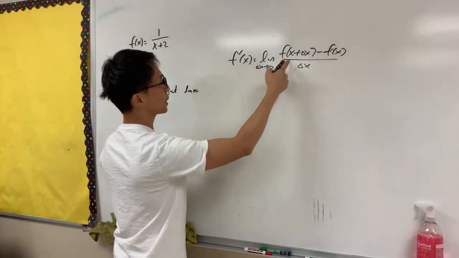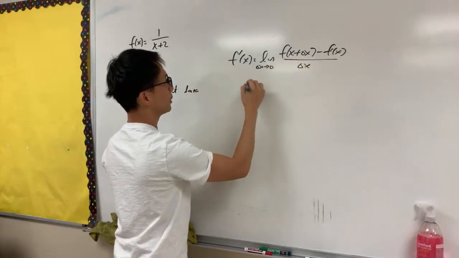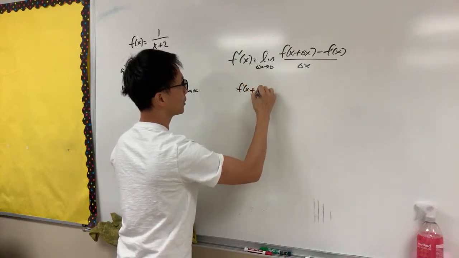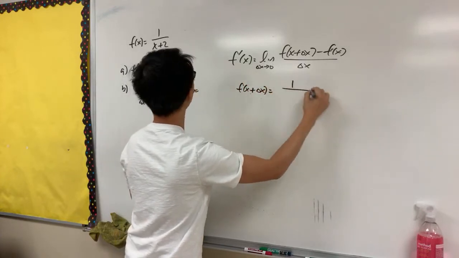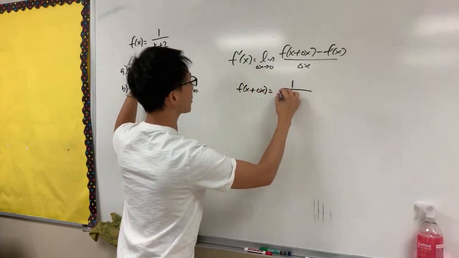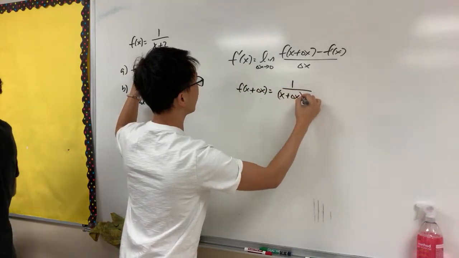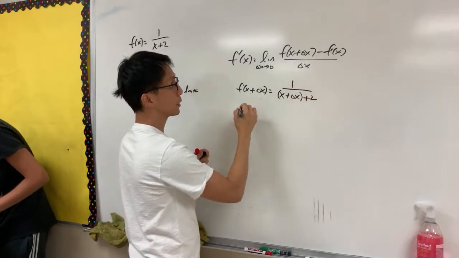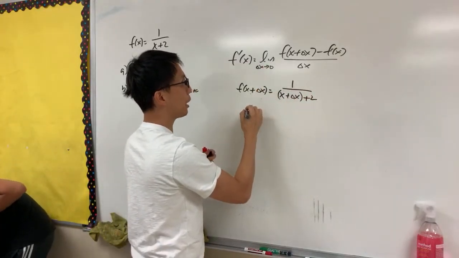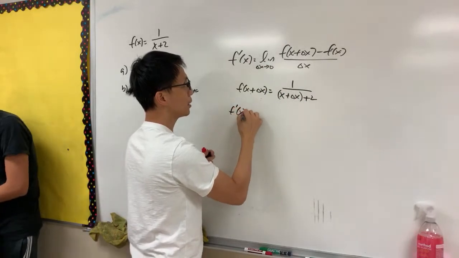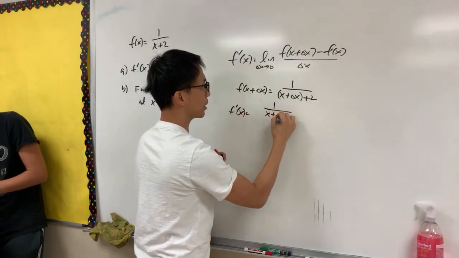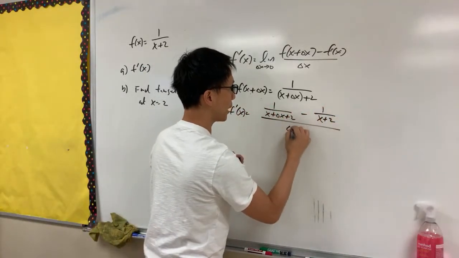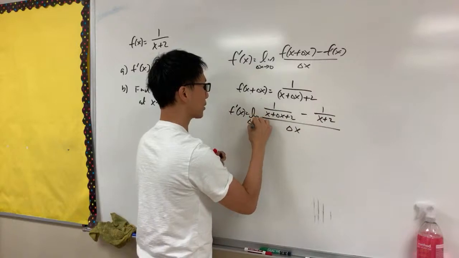So I'm going to plug in x plus delta x in there. The hardest part is actually this part, so I'm just going to do it in separate parts so that you can see it. It's actually 1 over, replace that x, it'll be x plus delta x plus 2. Then I will place that here. So f prime of x is equal to 1 over x plus delta x plus 2 minus 1 over x plus 2, over delta x, when the limit as delta x approaches 0.